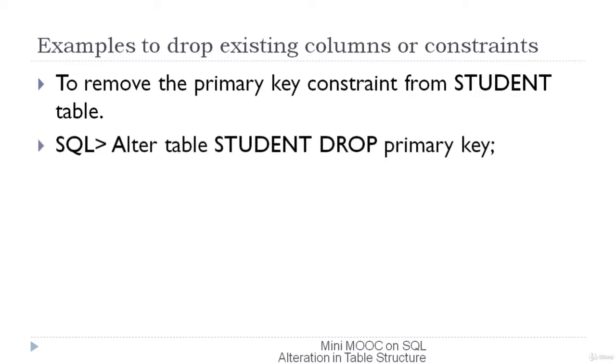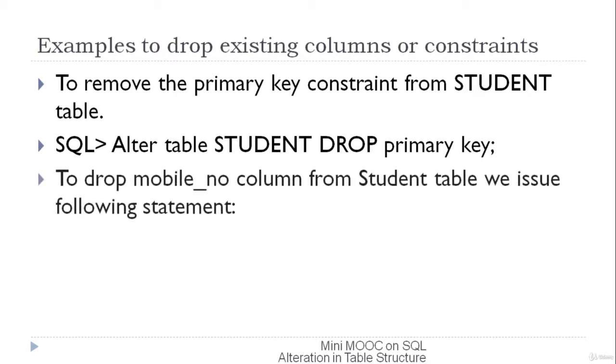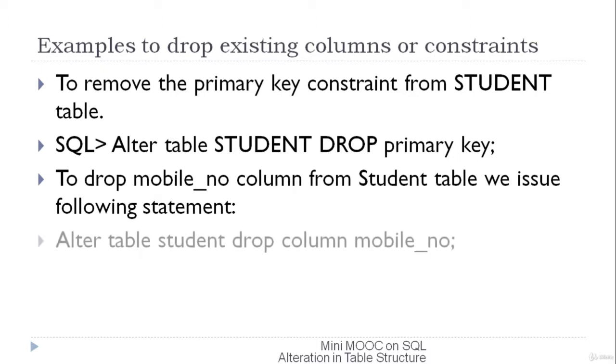To remove primary key constraint from student table, we can issue the statement alter table student drop primary key. And to drop mobile number column from student table, we can issue the statement alter table student drop column, name of the column. And in this case, it is mobile underscore number.